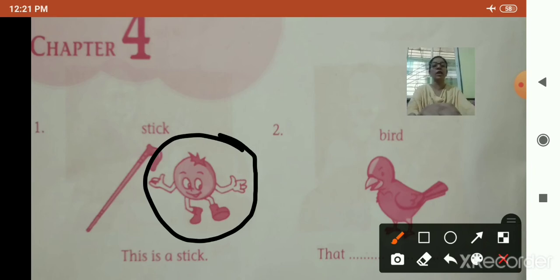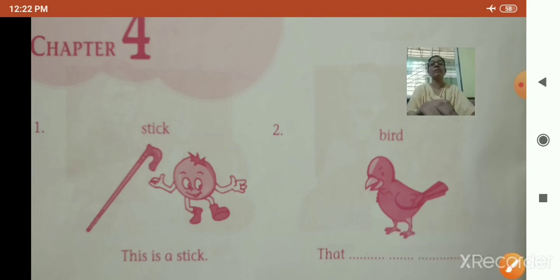Okay, you can see a cartoon tomato. You have to see where the objects or things are, whether they are near to the tomato or far away from the tomato. Some objects will be near to the tomato, some objects, like the birds, will be far away from the tomato. So you have to observe properly, and according to that you have to answer.